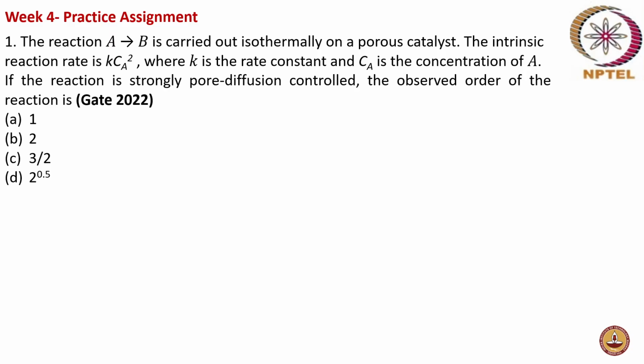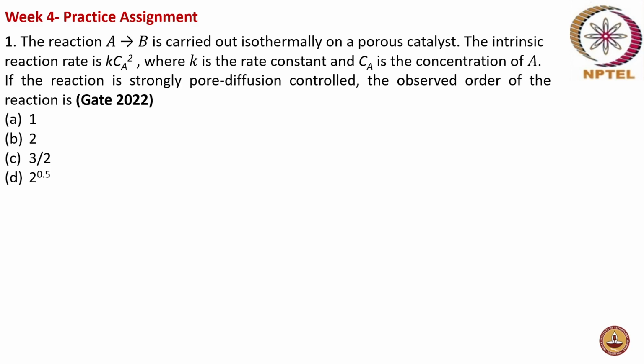Question number 1. The reaction A gives B is carried out isothermally on a porous catalyst. The intrinsic reaction rate is given by K into Ca square, where K is the rate constant and Ca is the concentration of A. If the reaction is strongly pore-diffusion controlled, the observed order of the reaction is it 1, or 2, or 3 by 2, or root 2? Which of these is the right option? This is a GATE 2022 question.